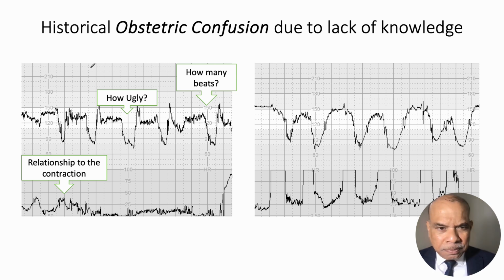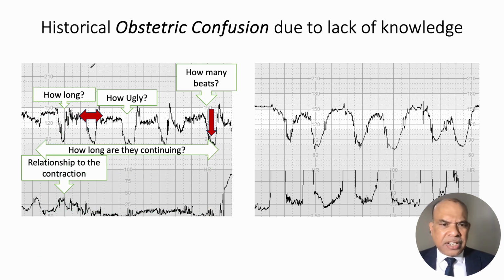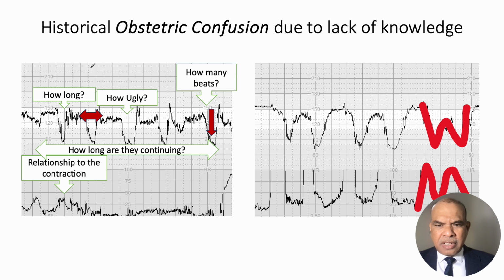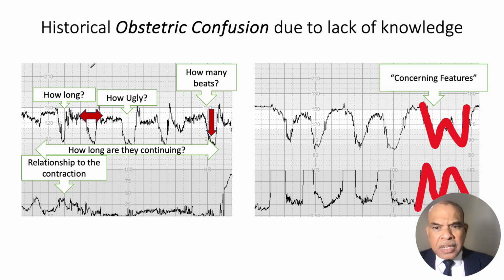So what did we do? We invented morphological identification, tried to find how ugly they are. What is the depth of the deceleration? What is the duration of the deceleration? And how long are these decelerations going on for? And we created various crazy classification systems, without realizing that if you have a coupling of contractions, you will have a deceleration going down and then going up again. We call them concerning features. There's nothing concerning about it.